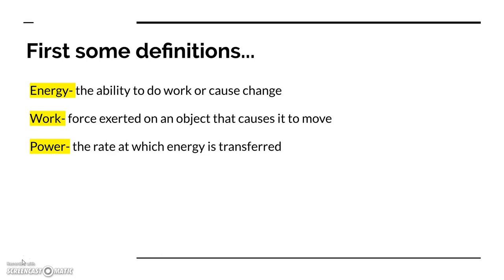So first off, we need to talk about some definitions. So energy, which is what we're talking about now, is the ability to do work or cause change. And the definition of work is any force that's exerted on an object that causes it to move. So anything that is an unbalanced force is work. Power is the rate at which energy is transferred. So the more energy that gets transferred, the more power something has.